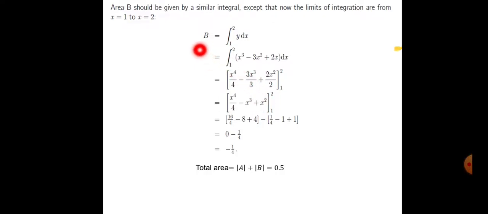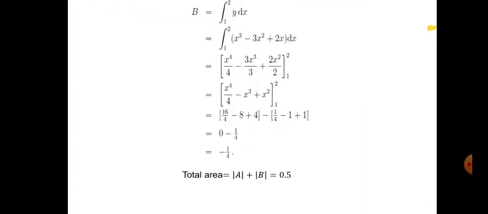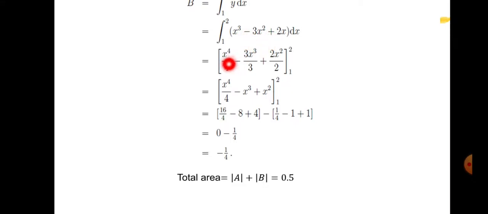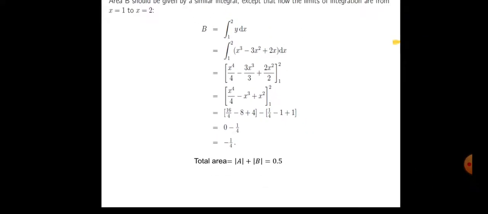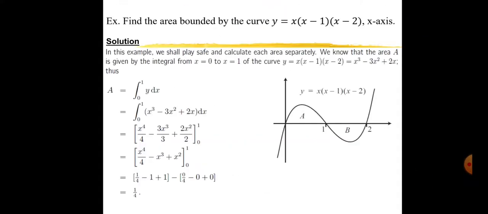So we have here B equal the integration from 1 to 2, the same curve, the same function. So you can integrate as the previous step, and you can substitute x equals 2 here, minus substitute x equals 1 here, and this is your final answer. The answer here is a negative number. The negative here means that the area lies under the x-axis. As you can see here, the area is down the x-axis, so we have the negative number.